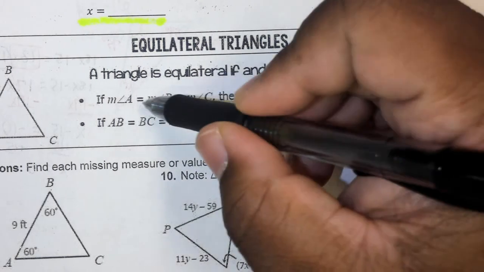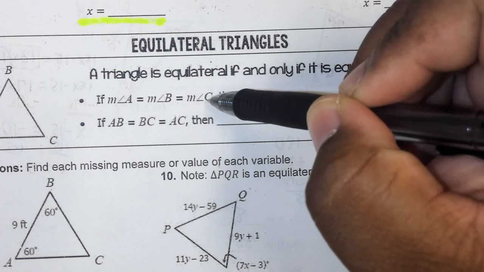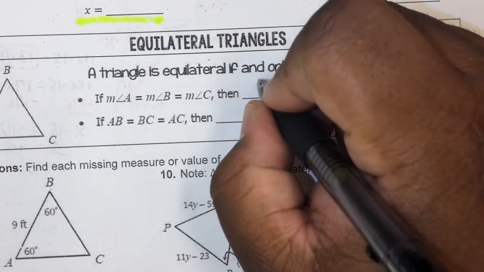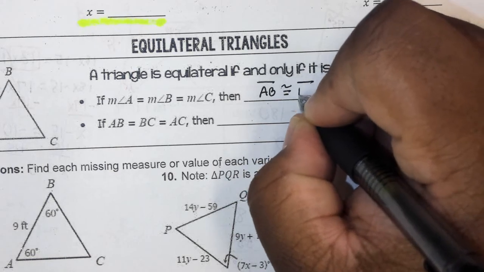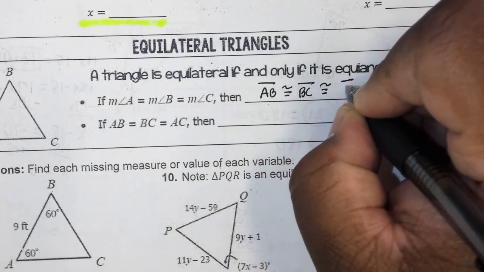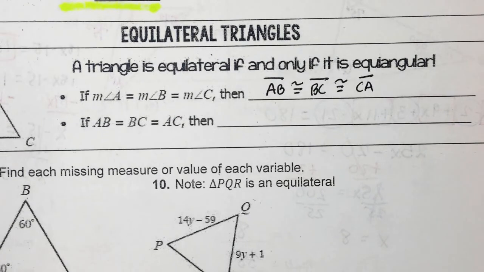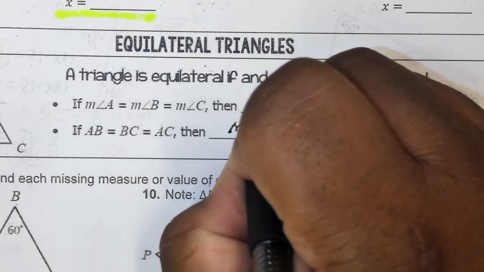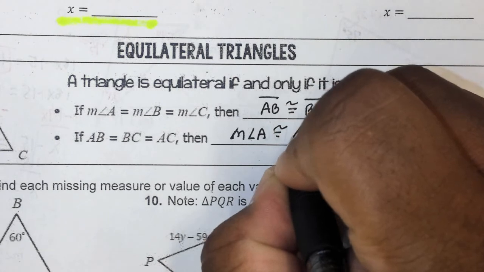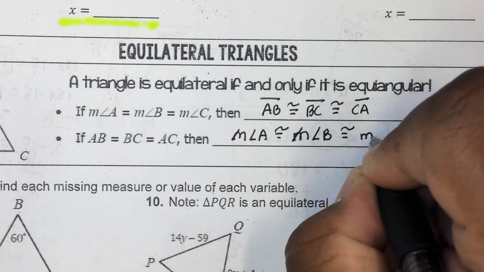Statements down here. First one says, if the measure of angle A is equal to the measure of angle B and the measure of angle C, then segment AB is congruent to segment BC, which is also congruent to segment CA. And then they got the converse under that one too. If AB is equal to BC, which is equal to AC, then the measure of angle A is congruent to the measure of angle B, which is congruent to the measure of angle C.